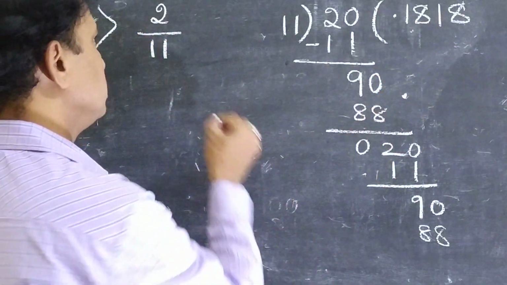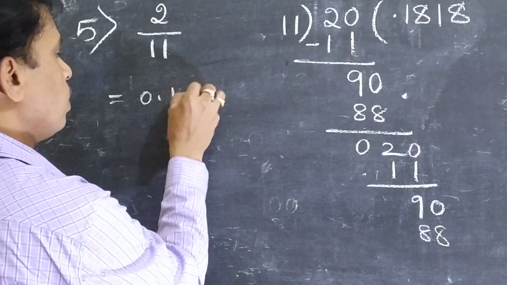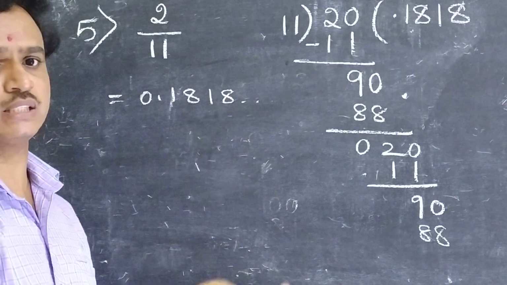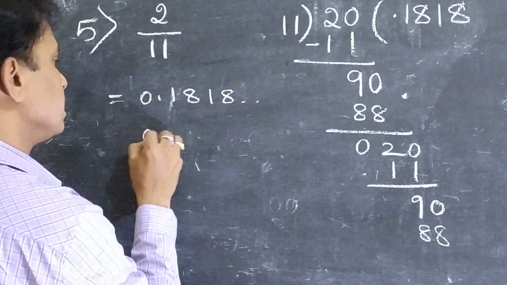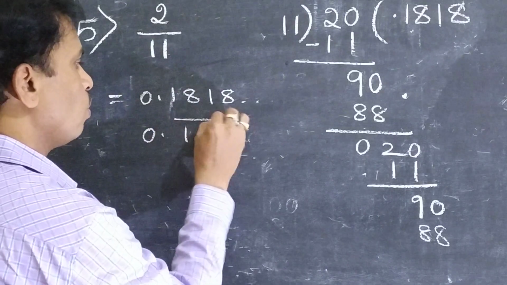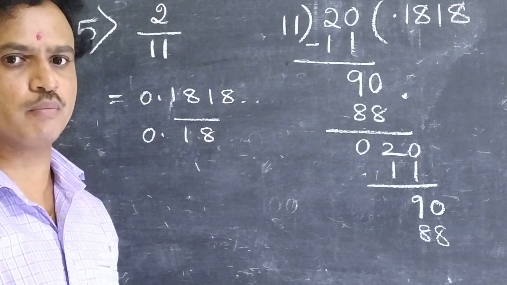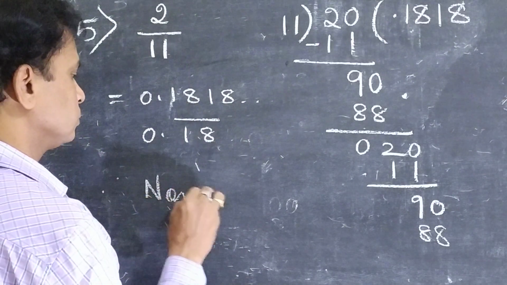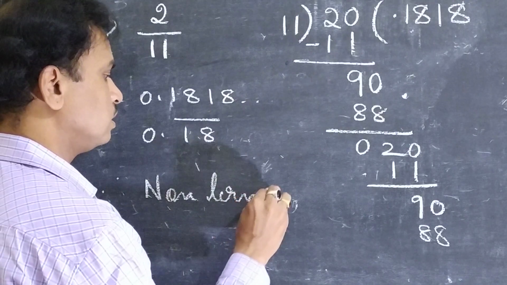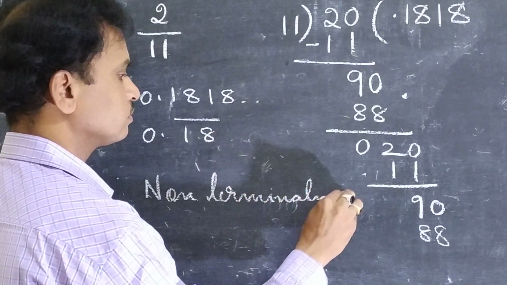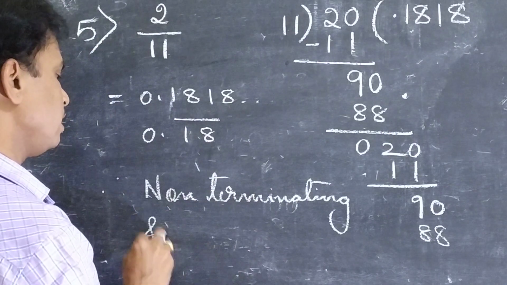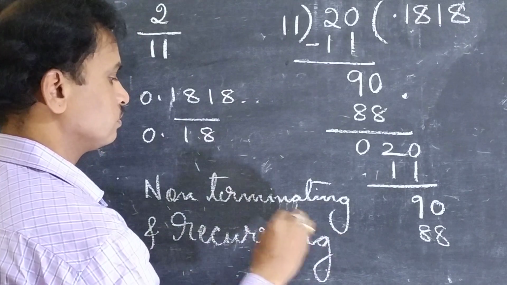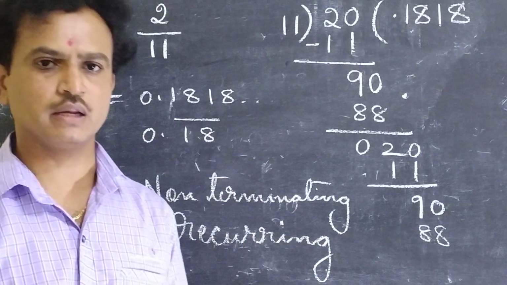Okay, so your answer is 0.1818, and so on. So here 18 is repeating, so this can be written as 0.18 with the bar. Over the 2 digits we have to put the bar, so therefore it is non-terminating and recurring. Non-terminating and recurring.